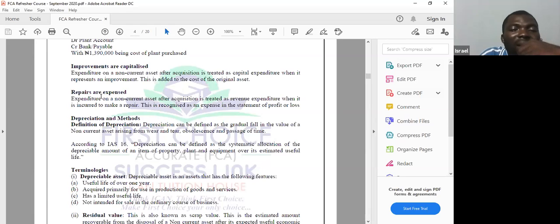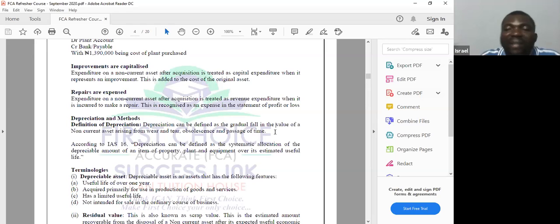Now the other one we want to talk about is depreciation and methods. What do you understand by depreciation? Depreciation has been defined by IAS to be the systematic allocation of the depreciable amount of an item of PPE, property, plant and equipment, over its estimated useful life. That is the definition.